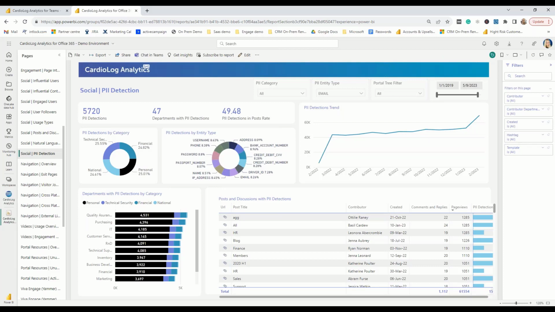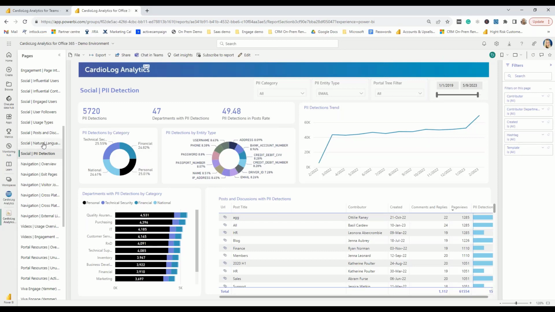If we look at PII detections by entity type, Cardiolog Analytics provides PII by entity type to enhance data governance, strengthen security controls, comply with regulatory requirements, and streamline various aspects of data management and protection.